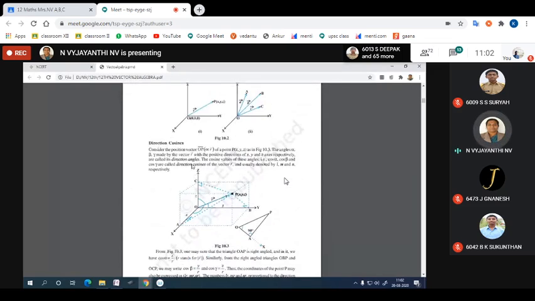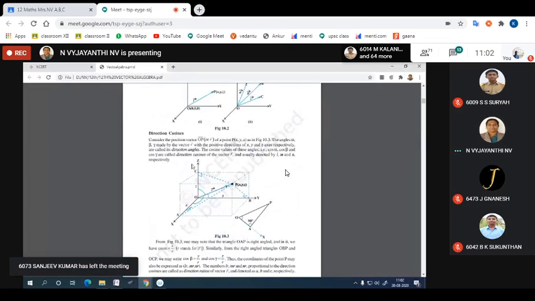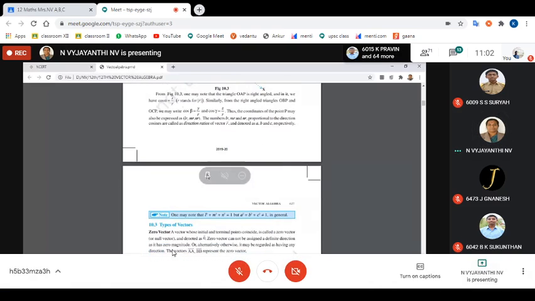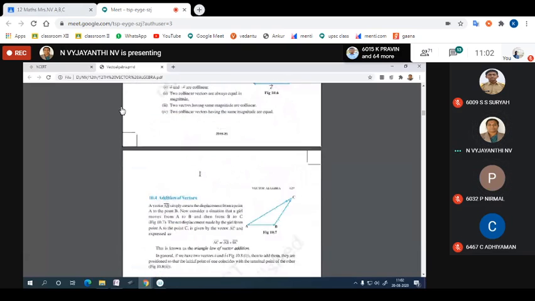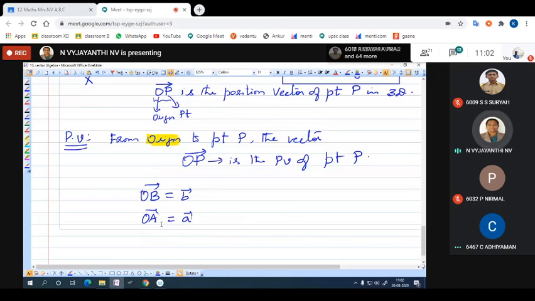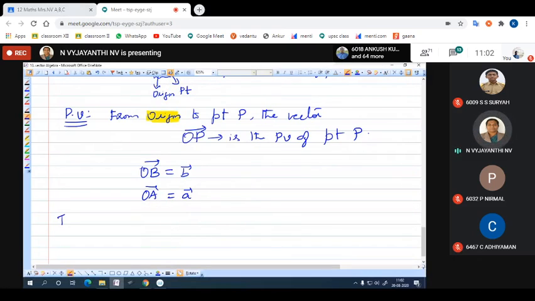So we just now discussed these things. That is position vector. Shall we see direction cosine? Or else we'll see direction cosine later, because in the next class when we are discussing 3D, we will have a look at it. So let us see the triangle law of vector addition. This is very, very important. This is the basis for the addition of vectors.